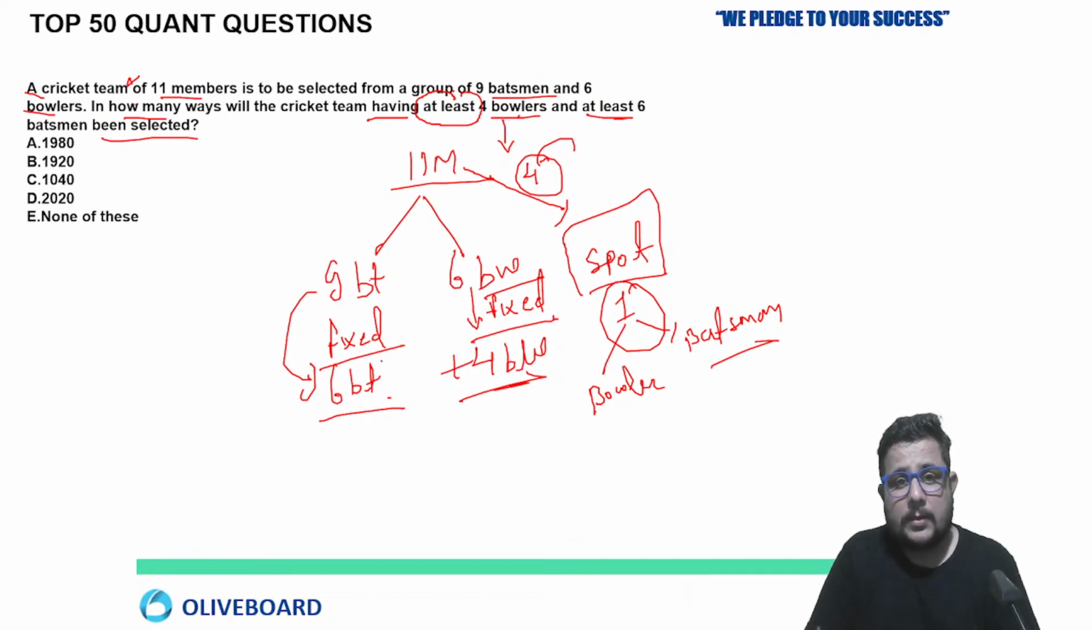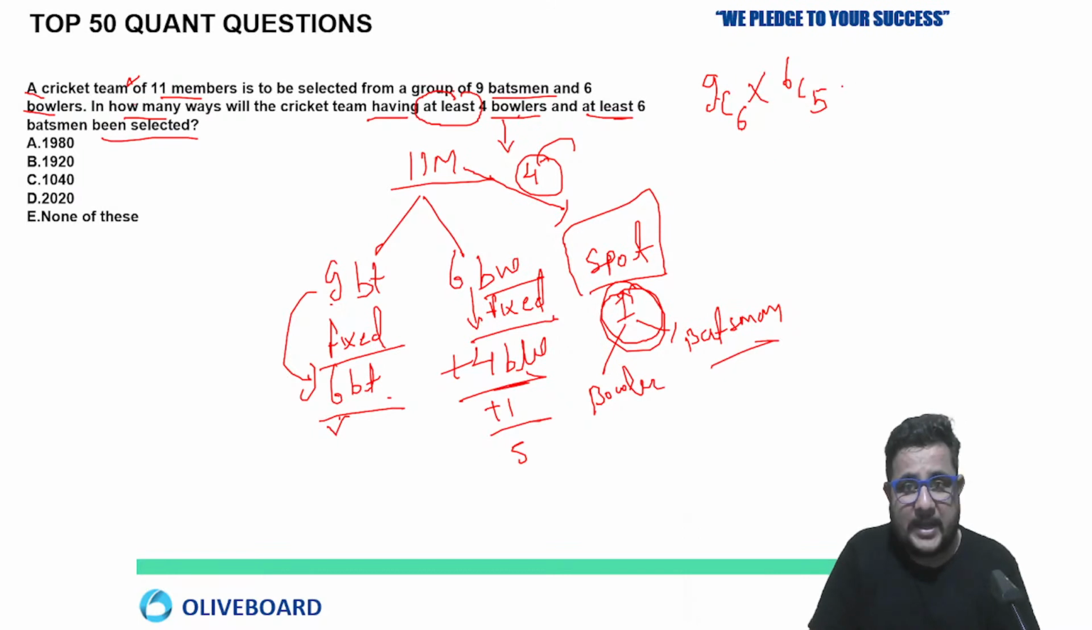One is what? Okay, out of 9 we are going to choose 6. 9C6, these are the batsmen. If we are choosing 6 batsmen, then there will be 4 common, right? This empty spot, we will choose what? When 6 batsmen, then 5 bowlers, so plus 1, 5 bowlers. So 6C5, plus, because there are 2 cases for that.